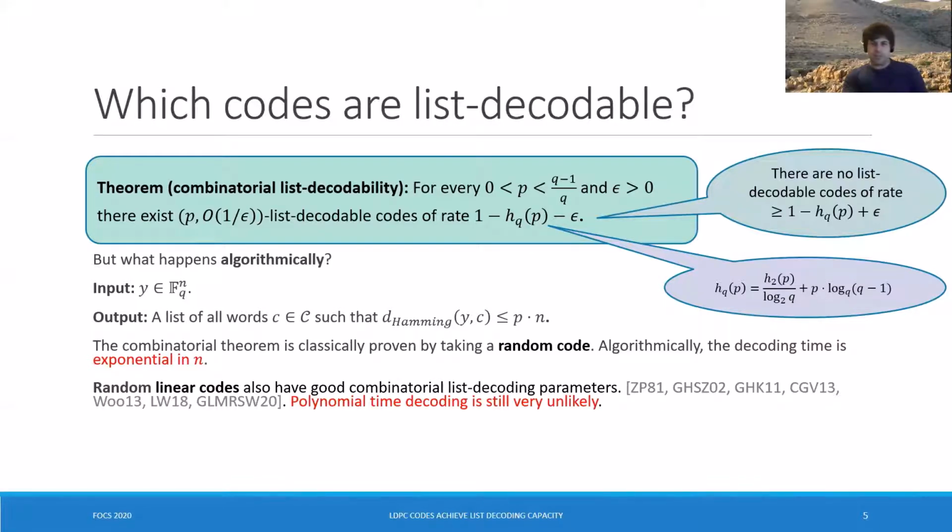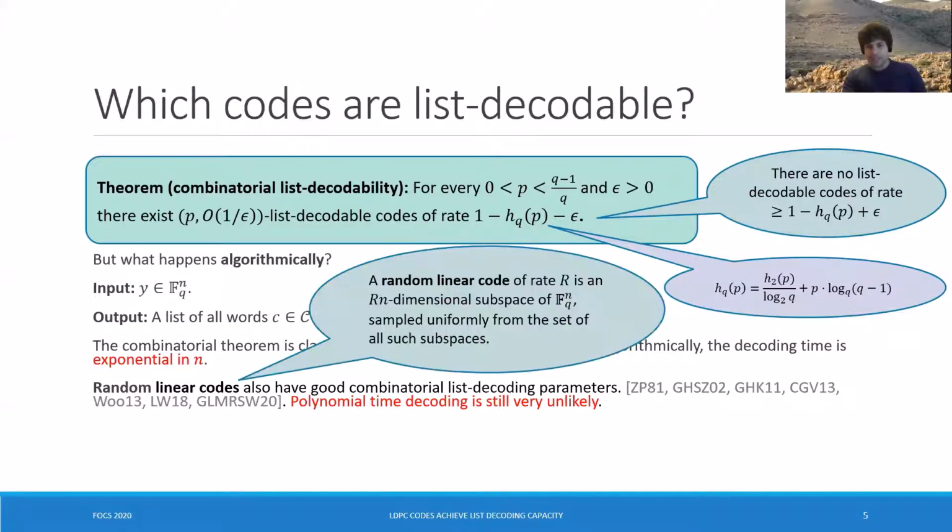Now, a random linear code is a random subspace of F_q^n, and it's more structured than just a plain random code because it's linear. More precisely, we define a random linear code of rate R as a subspace uniformly sampled from among all the Rn-dimensional subspaces of F_q^n. Now, a more sophisticated line of work shows that random linear codes are combinatorially list decodable with roughly the same parameters as those of plain random codes.